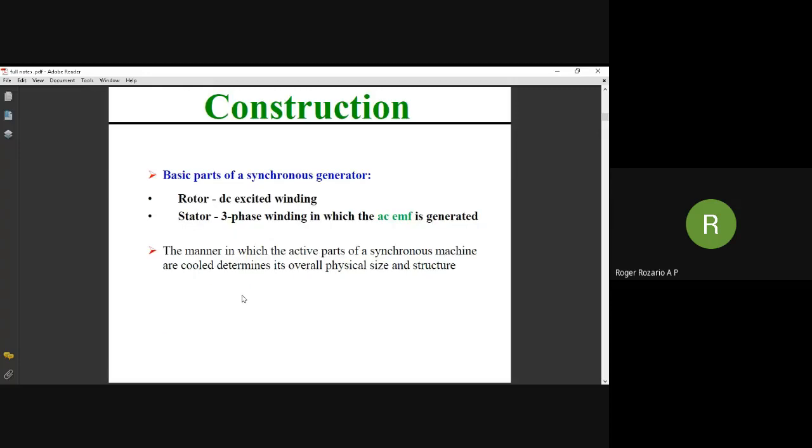Construction: any machine will have a rotor and a stator. In the case of a synchronous generator or alternator, your stator has a three-phase distributed winding. We have already seen there are three-phase windings distributed from each other by 120 degrees. And your rotor is provided with a DC excitation. This is what you have seen in the last class. Remember, the rotor is provided with a DC supply. The stator has a three-phase distributed winding from which the power will be tapped out.